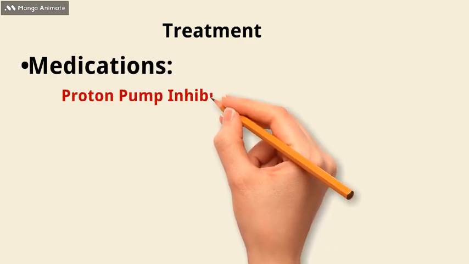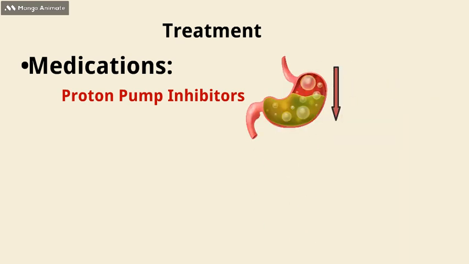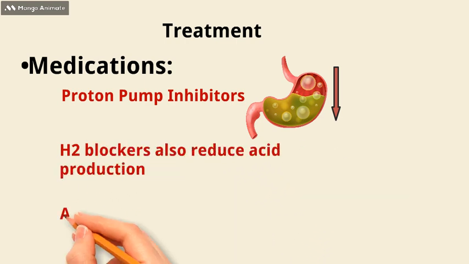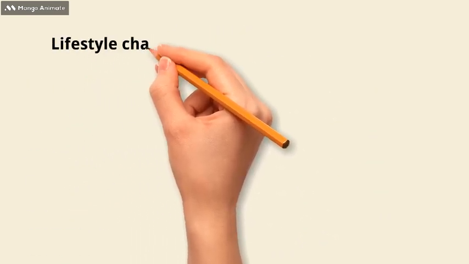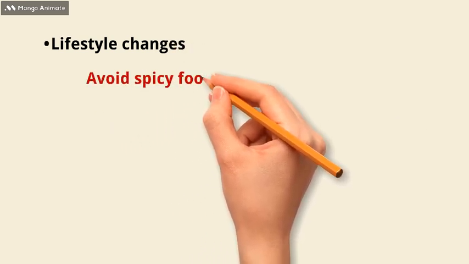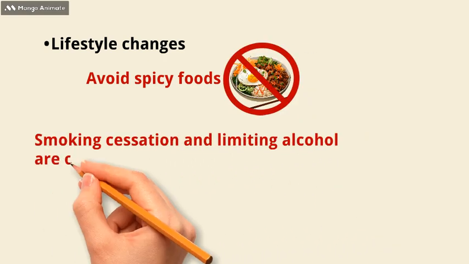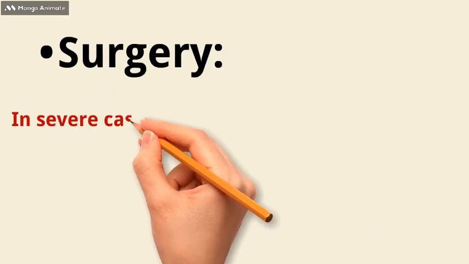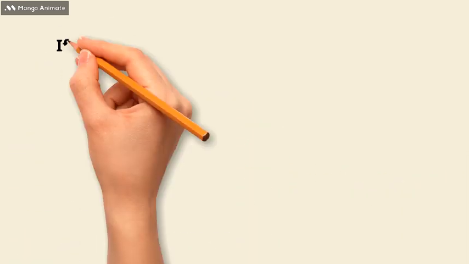Treatment includes medications. Proton pump inhibitors, PPIs, help reduce stomach acid production, allowing ulcers to heal. H2 blockers also reduce acid production. Antibiotics are prescribed to treat H. pylori infection. Lifestyle changes. A diet that avoids spicy foods, caffeine, and acidic beverages can help manage symptoms. Smoking cessation and limiting alcohol are crucial in the healing process. Surgery. In severe cases, surgery may be required to treat complications like bleeding or perforation.